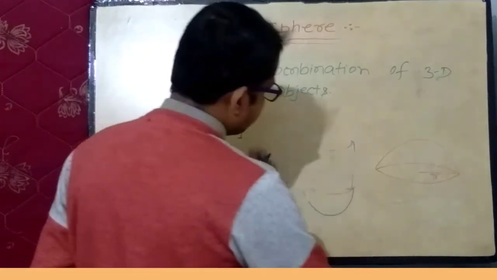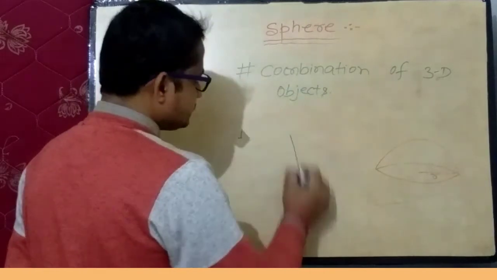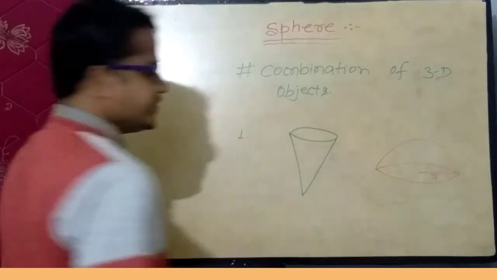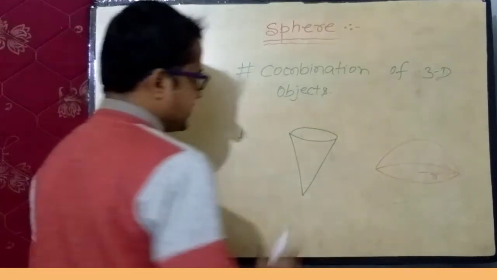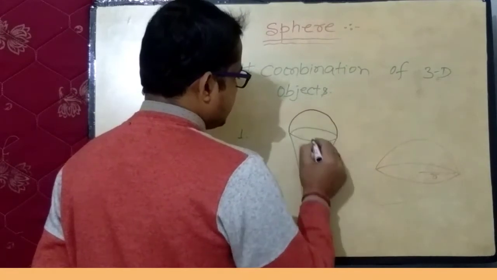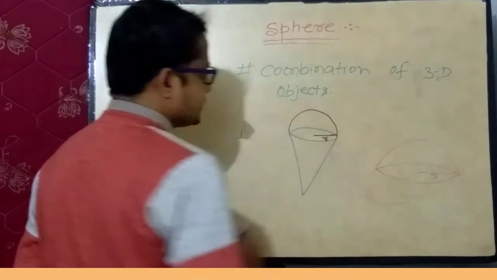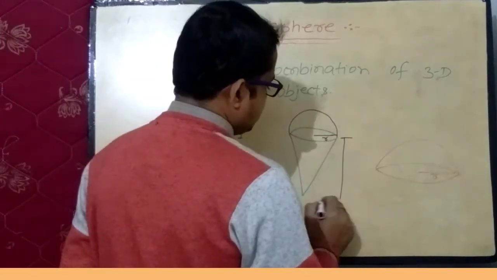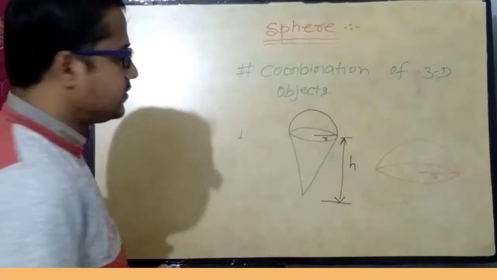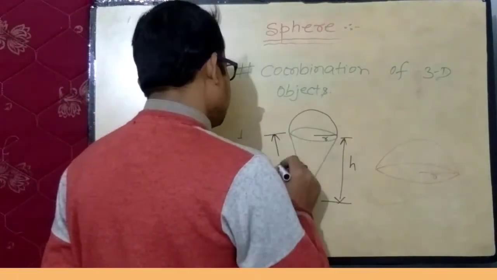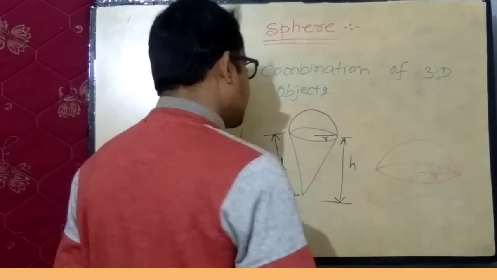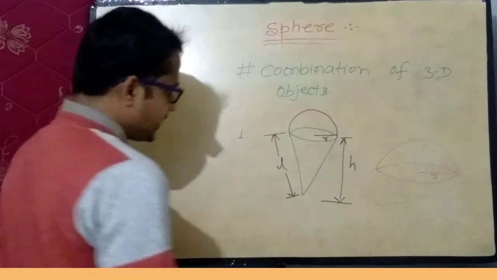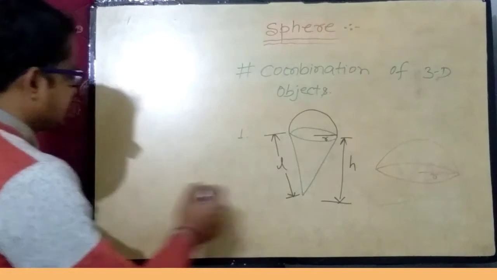Second object may be combination of a cone and hemisphere. Second case may be just like this. This is the radius of this cone as well as radius of the hemisphere. This is height of the cone and this is slant height of the cone. Now this is the second combination of object. So there may exist different combinations.